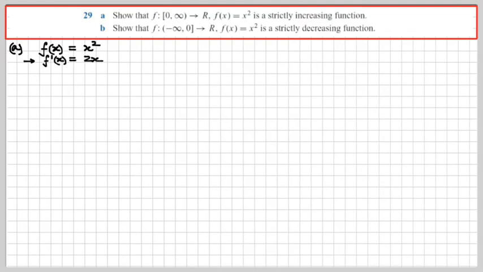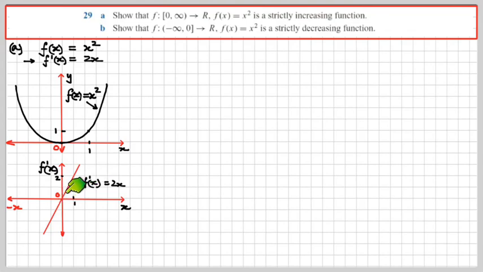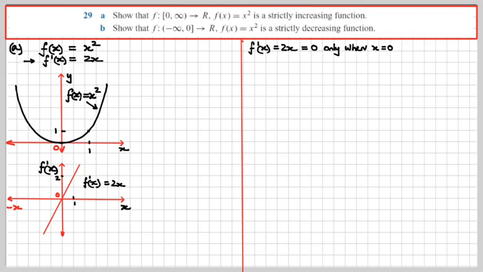f of x equals x squared, f dashed x equals 2x. There's the graph of f of x, x squared, yes? There's the graph of f dashed of x, it's 2x, right? So there it goes, yes? Now, here's my argument. f dashed x equals 2x, and that equals 0 only when x is 0. Now you can see that. Now, f dashed x is positive for all x greater than 0. In other words, to the right-hand side of this y-axis here, yes?